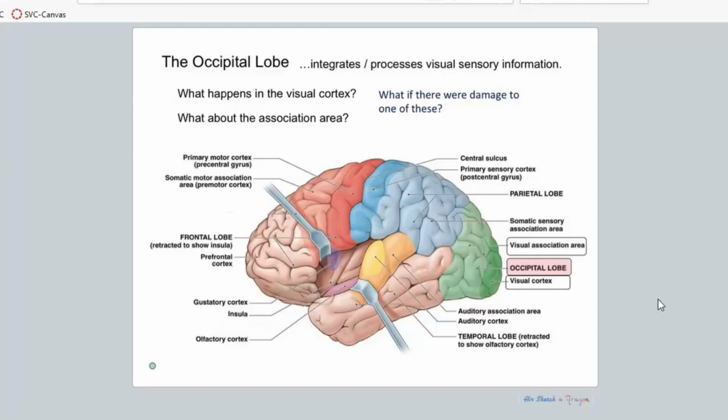But if your visual cortex is fine, that's where you see, that's where you become aware of it, then the information goes to the visual association area. And what happens there? Well, that's where you actually give meaning to what you're seeing. Oh, shoot, there's a car coming at me, I want to get out of the way, that kind of thing. That's where you give meaning to it. So what would happen if there's damage to the association area? Would you be able to see? You would be able to see, you just wouldn't be able to give meaning to what you're seeing.